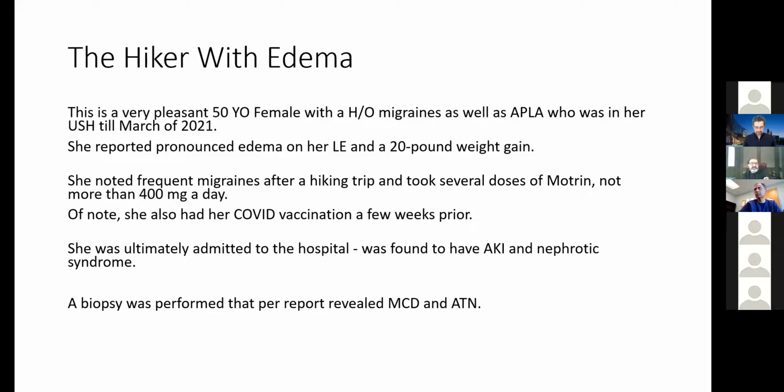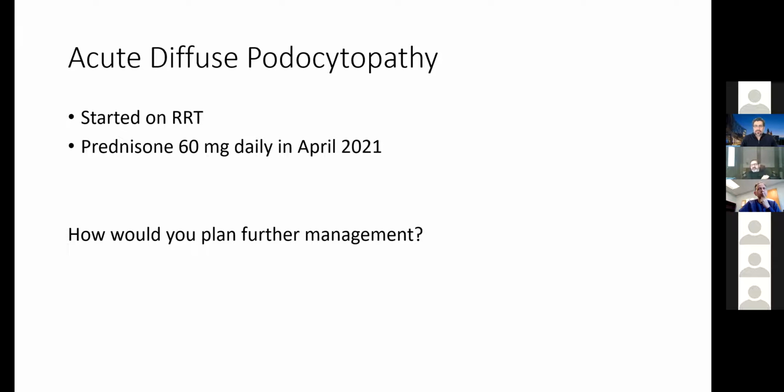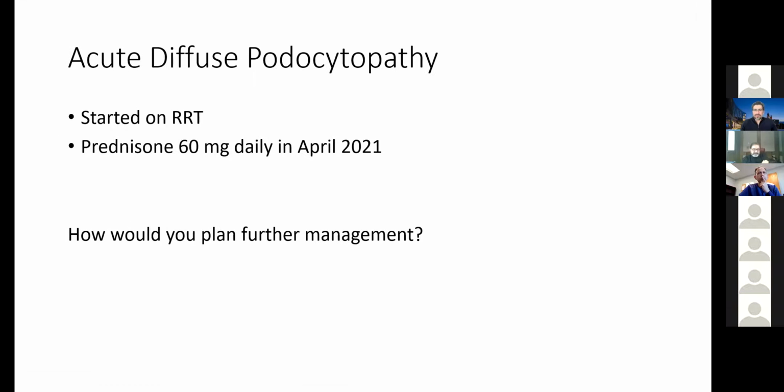She went out on some prolonged hikes, noticed some aches and pains, and was taking a bunch of Motrin, 400 milligrams a day, mostly, not more than that. She reported pronounced edema in her lower extremities and a 20-pound weight gain. She's a petite lady, so she was really puffed up. Of note, she had her COVID vaccination about 4 weeks prior to the trip. After the usual dillying and dallying with primary care doctors and diuretics, she was brought to the hospital and found to have severe AKI and nephrotic syndrome. She needed dialysis. A biopsy was performed that, per her report, revealed minimal change disease and ATN, which was later confirmed to be true. She was started on renal replacement therapy and prednisone 60 milligrams daily, in about April 2021. How would you plan further management?